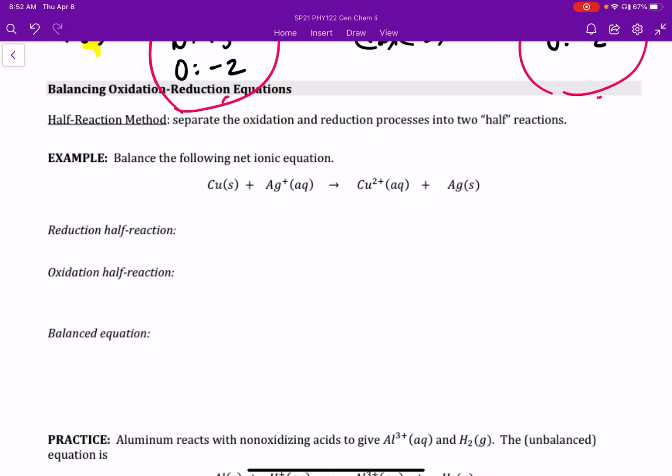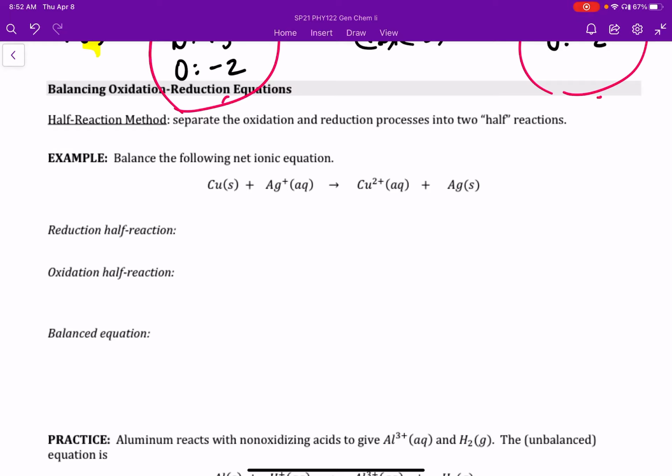Now that we can identify the oxidation number on any atom in a given substance or species, the next thing that we want to do is to look at how we balance oxidation reduction reactions. And this is a little more complex than just our normal balancing that we've probably been used to, because now we have to account for electrons.